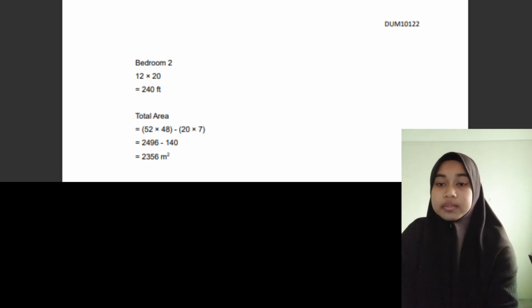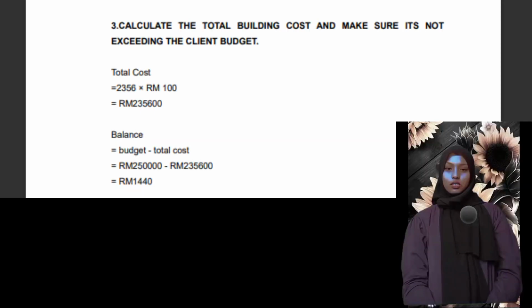The total area for this house is 3,356 feet per square. The total cost is 235,600 ringgit. The balance is 40,400 ringgit.